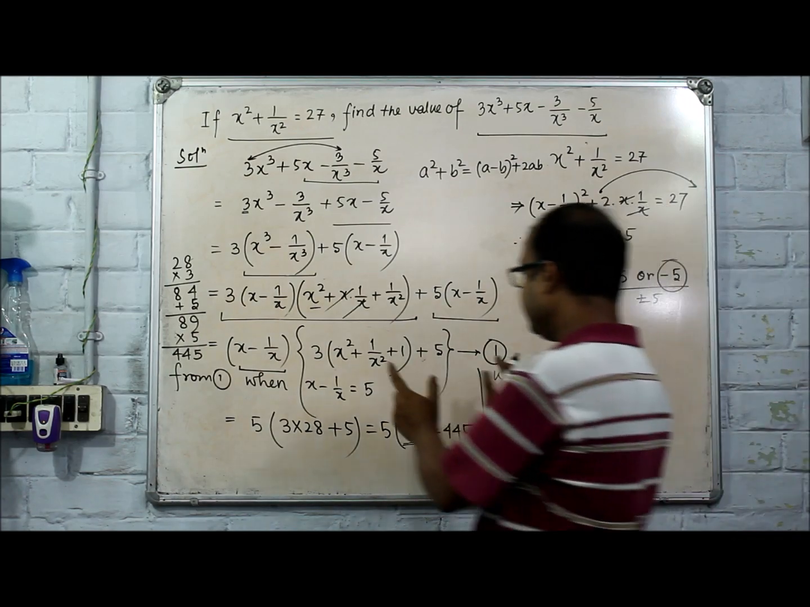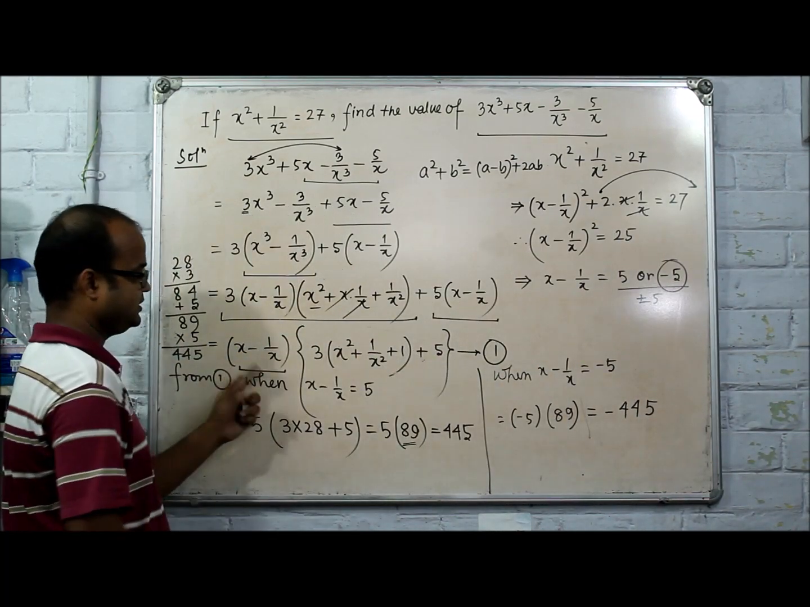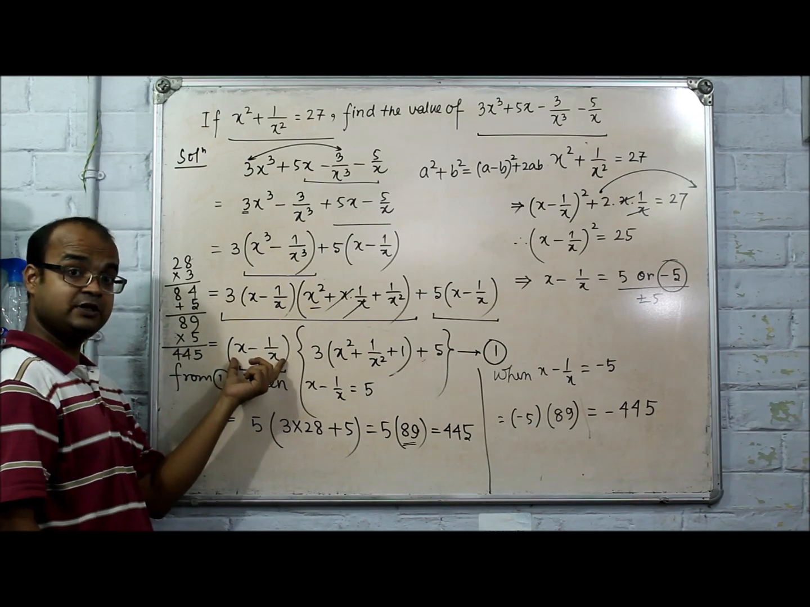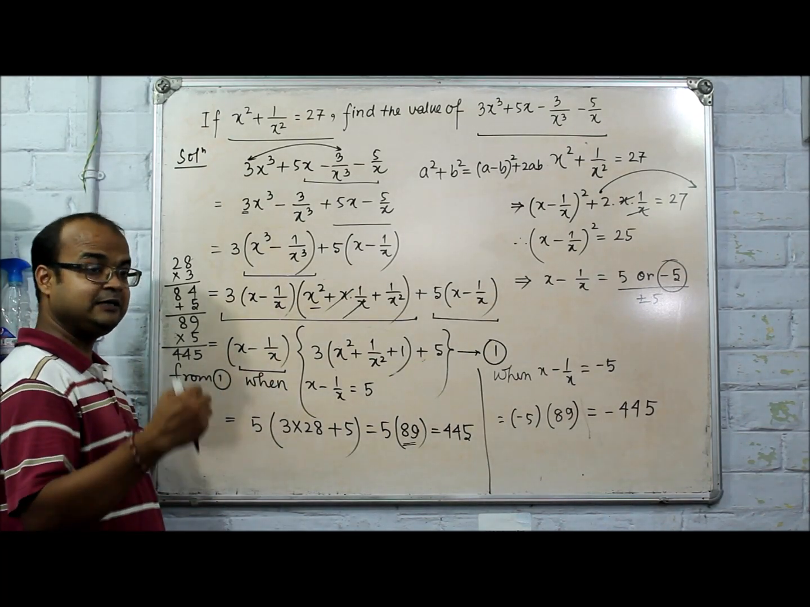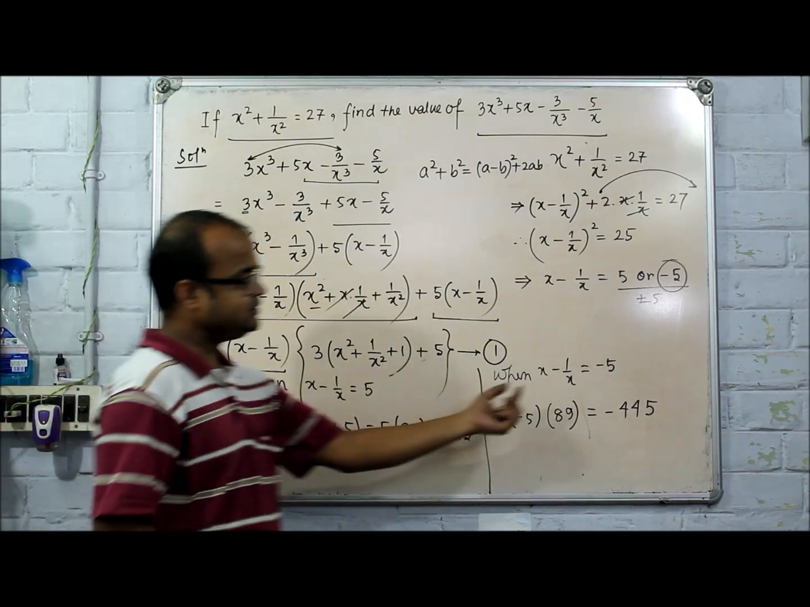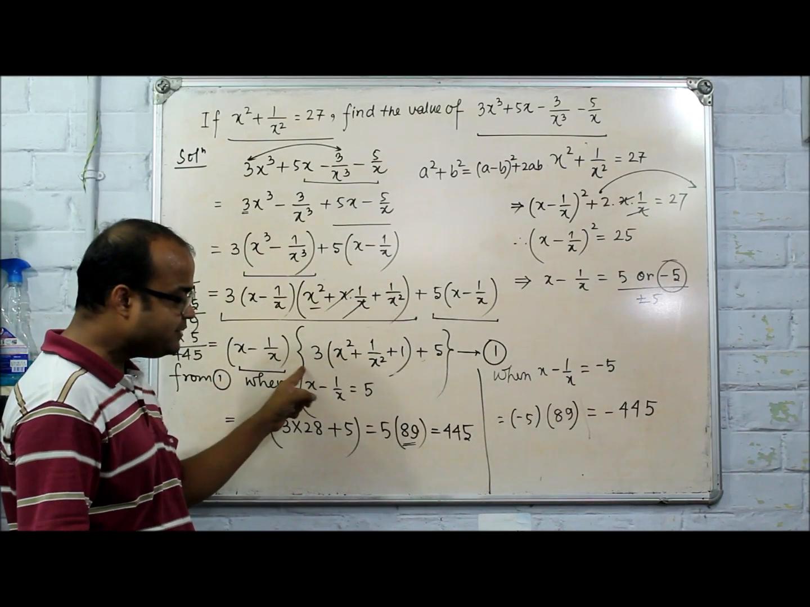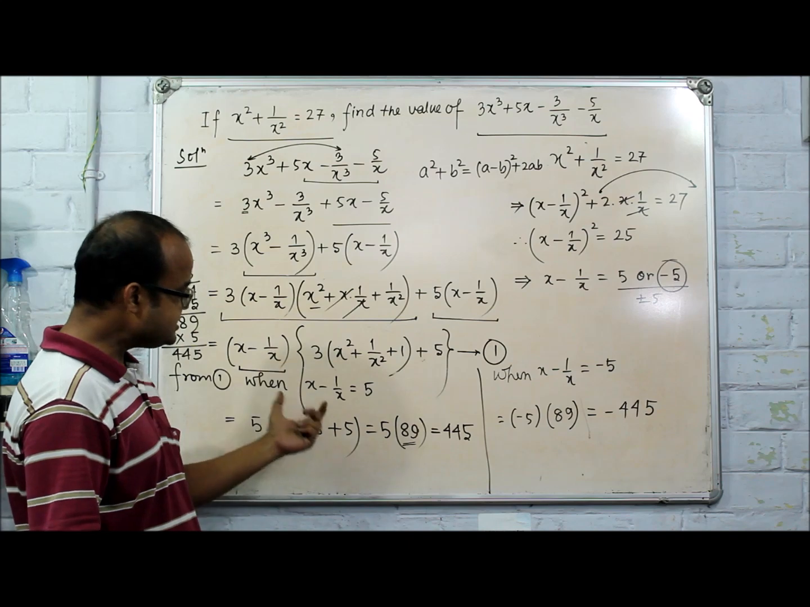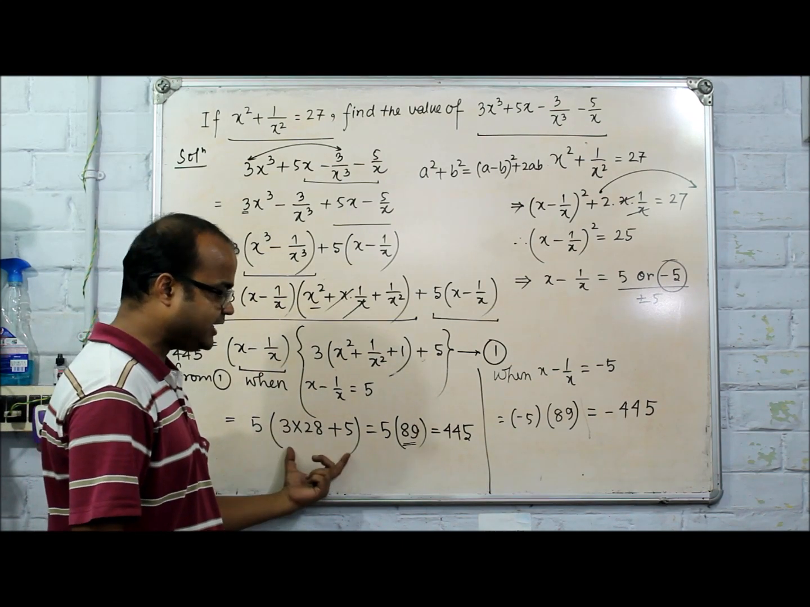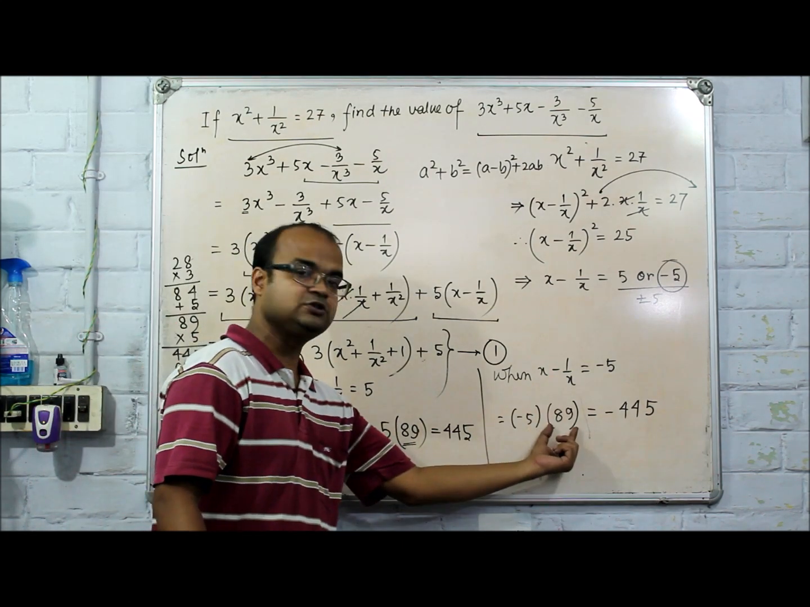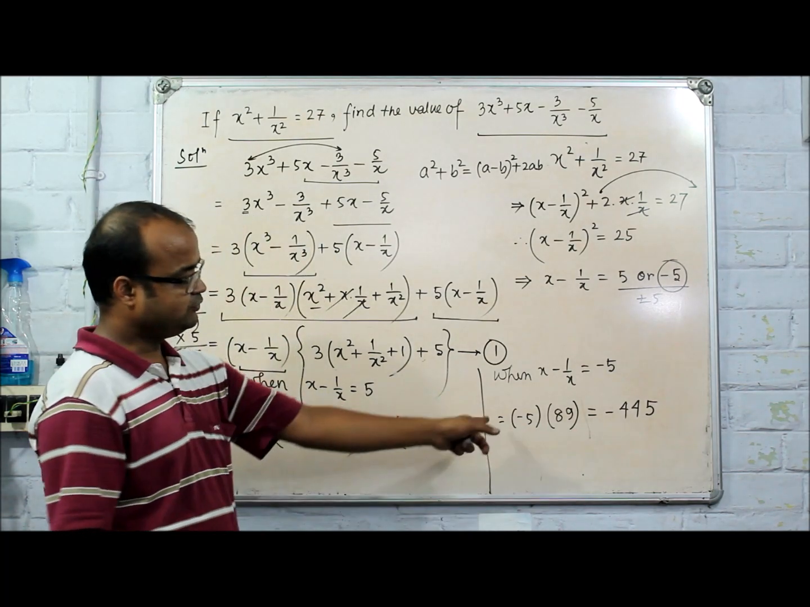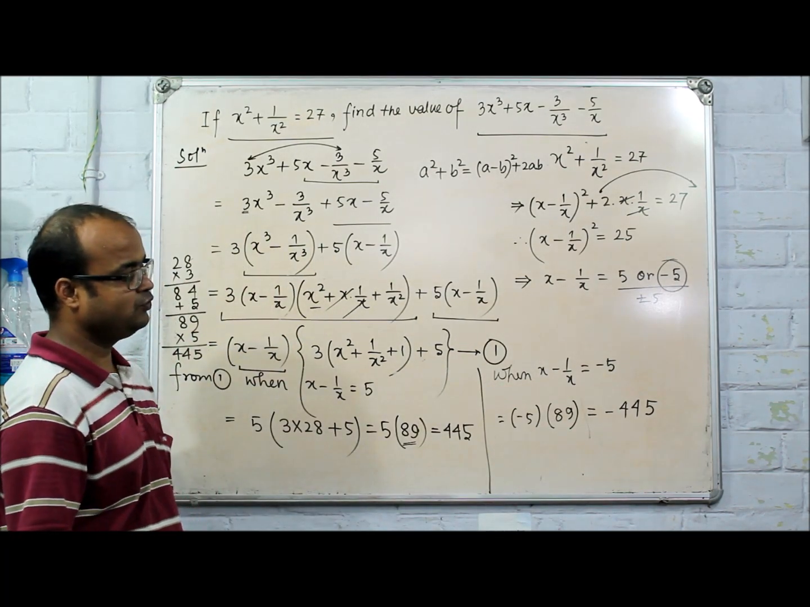Again I am repeating, this value will not affect. Only x minus 1 by x changes. One time we substitute 5, another time we substitute minus 5. But this part remains the same. So in spite of calculating again, you can directly substitute the value. If you multiply, you will get minus 445.